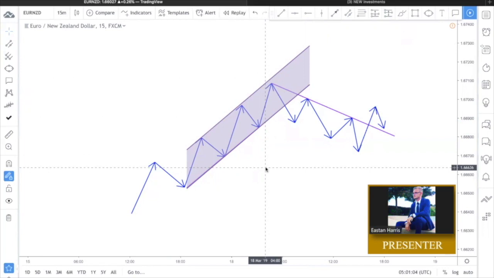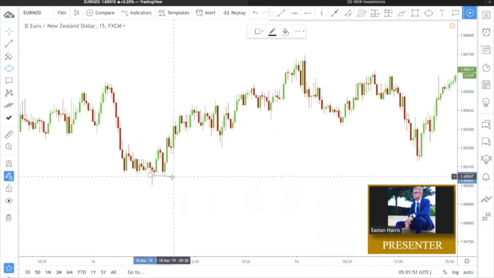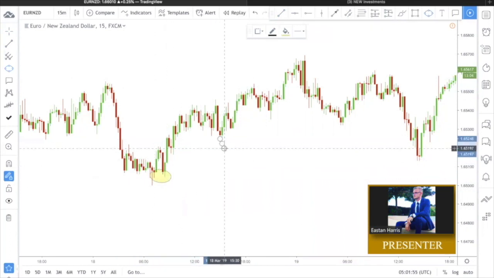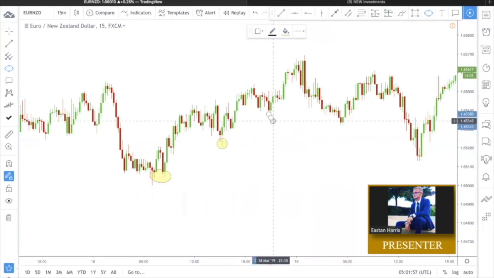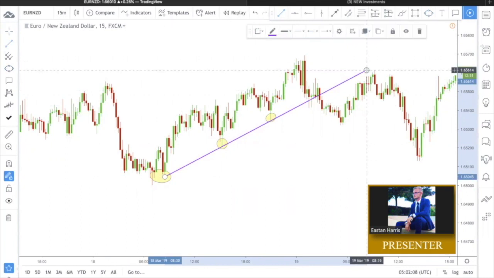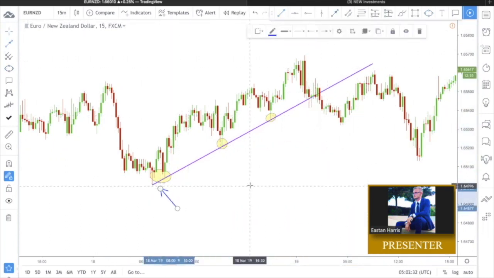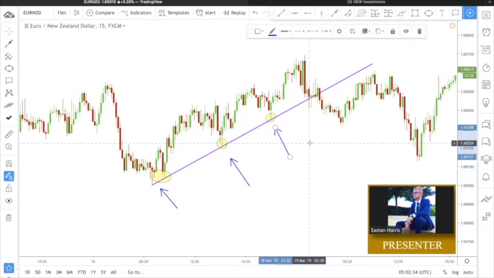Now I'm going to show you a few examples within the charts. All right, so here's an example. We're on Euro New Zealand on the 15-minute. Right here, we have several points. We got points down here. We've got another point here and another point right here. And price is clearly in an uptrend. So we're going to take our trend line tool and draw our trend line across. And the way we want to do this is to connect the furthest points of the move. Very easy.